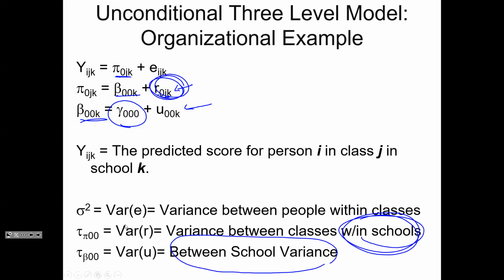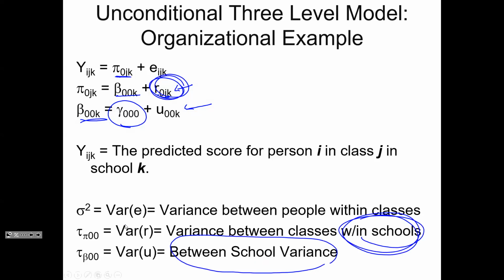I've got these three sources of variance. The first is within classes, between people within classes. The second is between classes, or you could think of that as between teachers, right, within schools. And then the third is between schools.